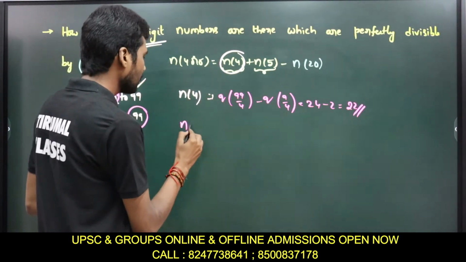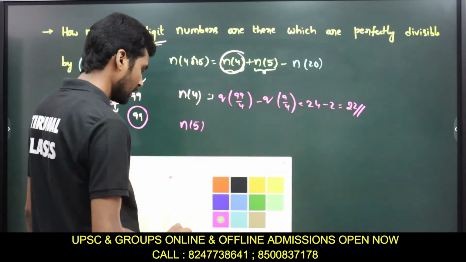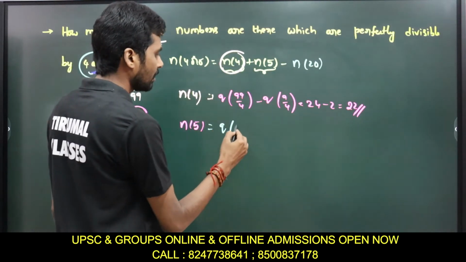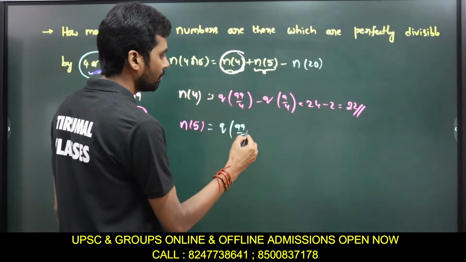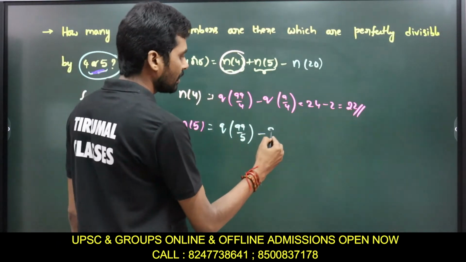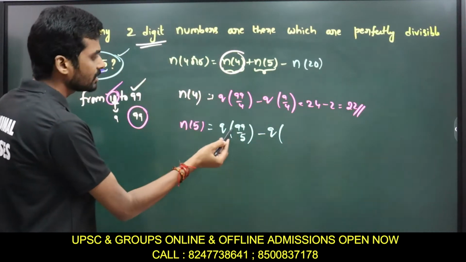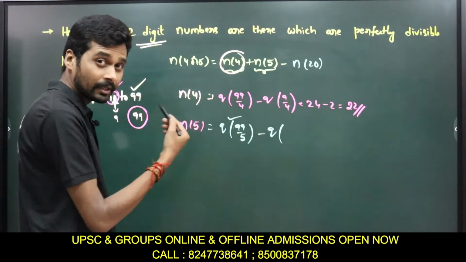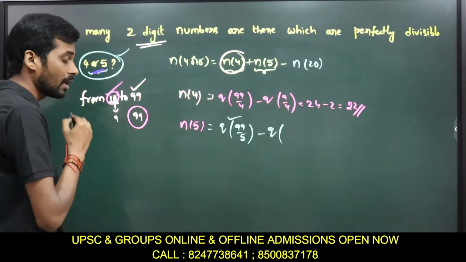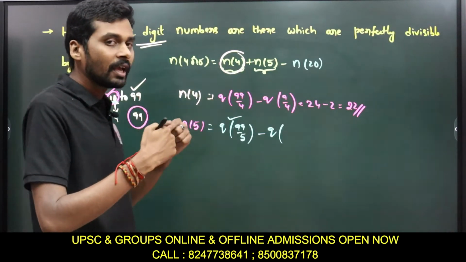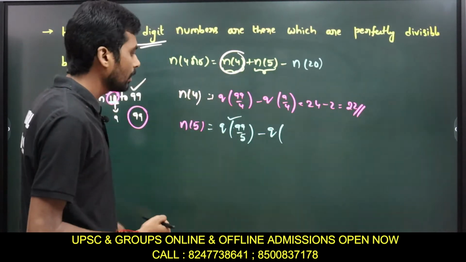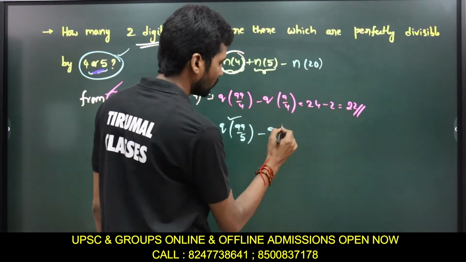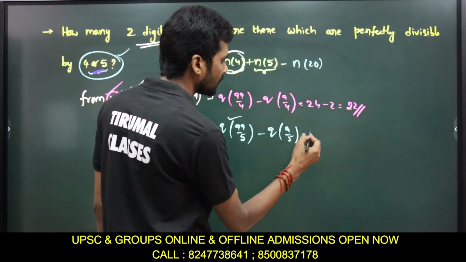And how many numbers are perfectly divisible by 5? Again, up to 99, how many numbers are divisible by 5? For the larger number we can directly take that number, whereas for the smaller number you need to take one number less, so 10 minus 1 means 9 by 5. We are taking the quotient part.